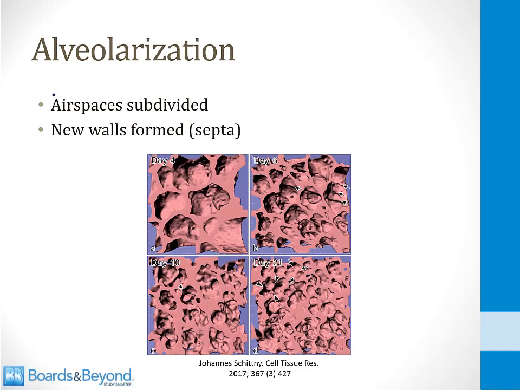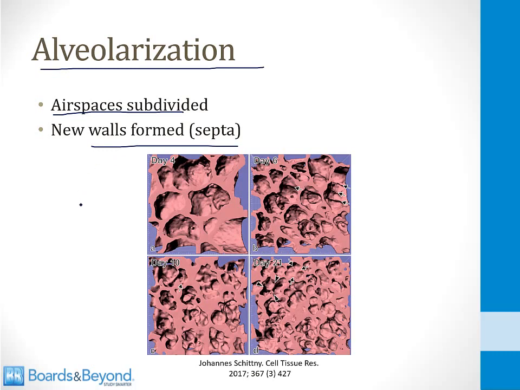During the alveolar phase, a process called alveolarization is occurring. So let's talk about what that means. In alveolarization, the air spaces are subdivided. New walls form called septa, and this septation divides up the alveoli that are present to make more alveoli.